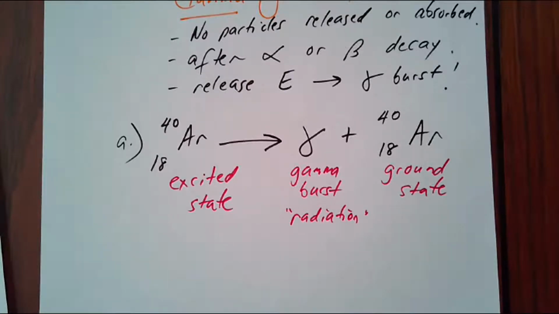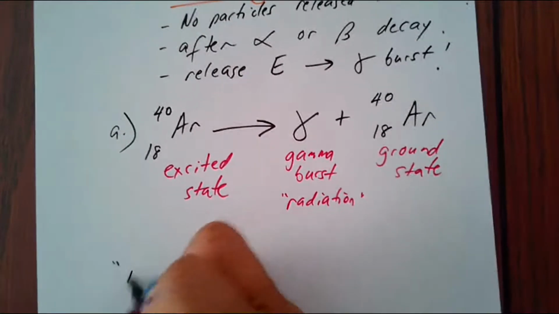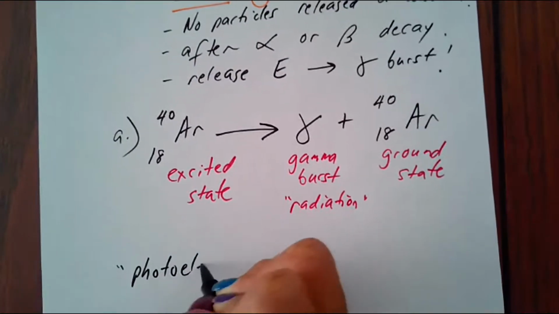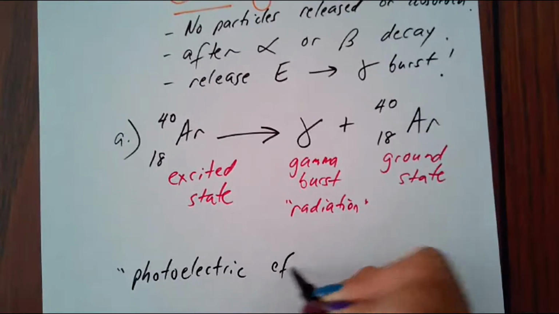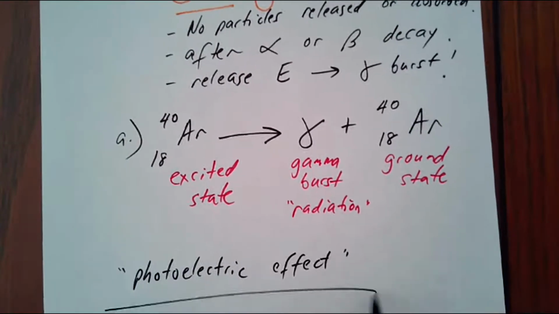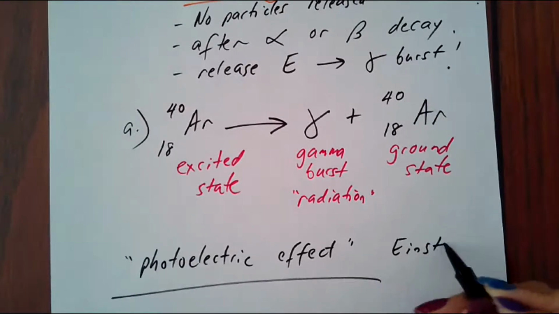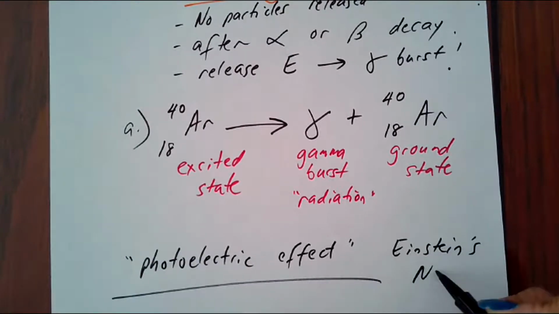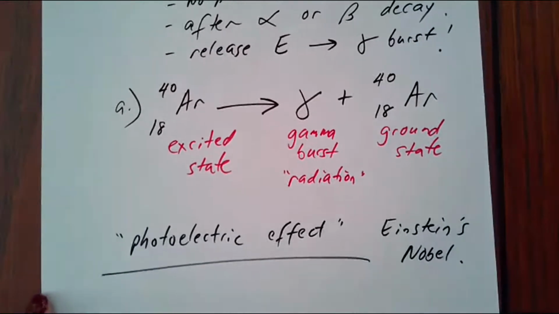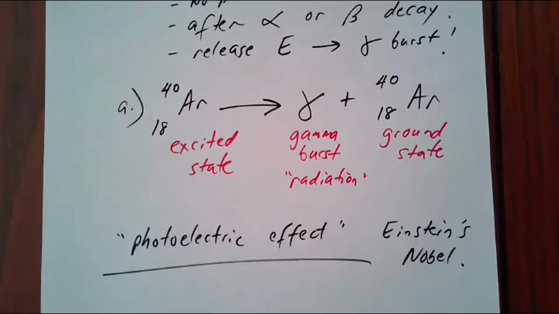Without getting too much into it, one thing that you could check out as well is the photoelectric effect. This is what Einstein won the Nobel Prize for. So just on the side, this is Einstein's Nobel Prize. We don't have time to really go over the photoelectric effect, but it is the basis of probably all of the technology that we use today. And it is used in medical physics.